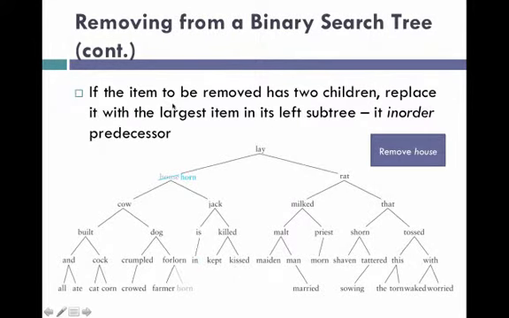Now if the item to be removed has two children, then we'll replace it with the largest item in its left subtree, which is its in-order predecessor. So if we're removing "house", which is this sort of internal node, then in its left subtree we find the largest item, which is its in-order predecessor, and we'll move "horn" from this leaf position up to where "house" was located.